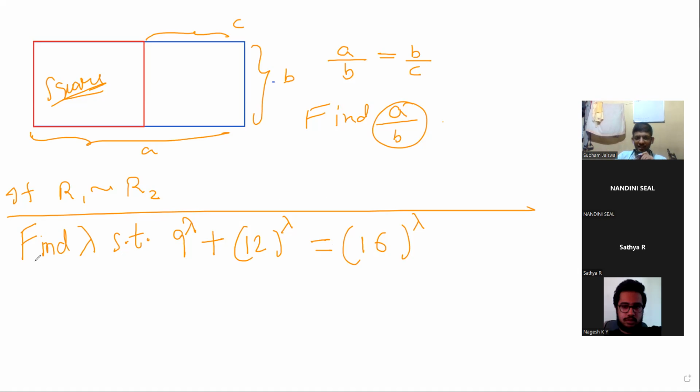Sir, what is lambda? Is that just a variable? Yes. Find a lambda such that 9 raised to the lambda plus 12 raised to the lambda equals 16 raised to the lambda. Now see, these may not be trivial, but just try it. See if you can say something about lambda.